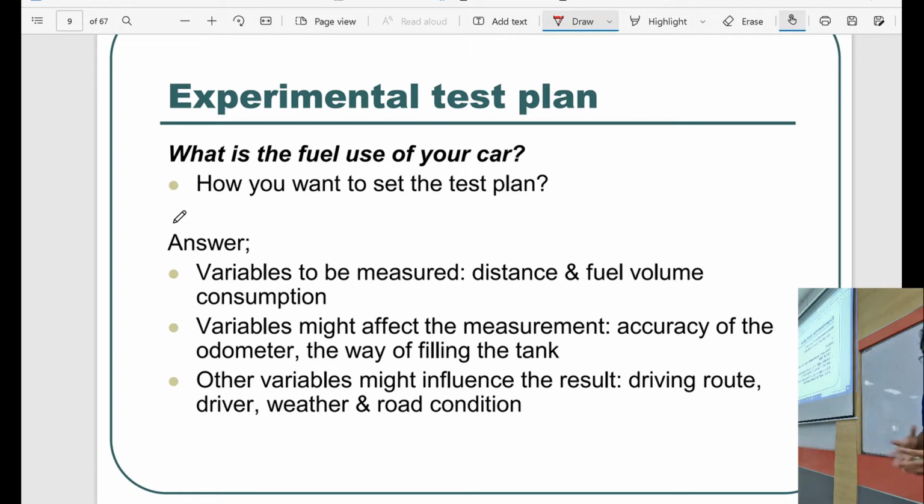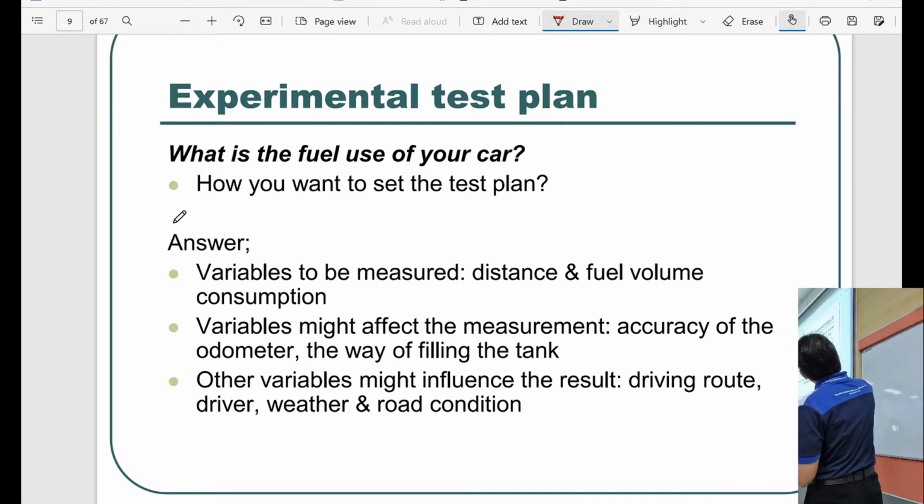For example, this is actually telling you the steps. So first is how we set the test plan. We have a few things. First, we need to recognize the variables. Make sure that you know all the variables.